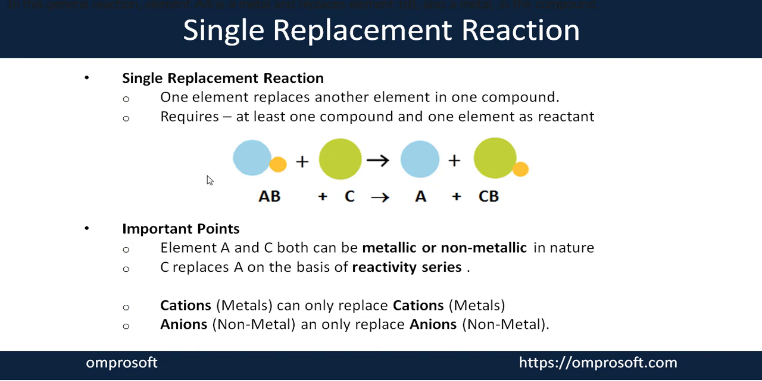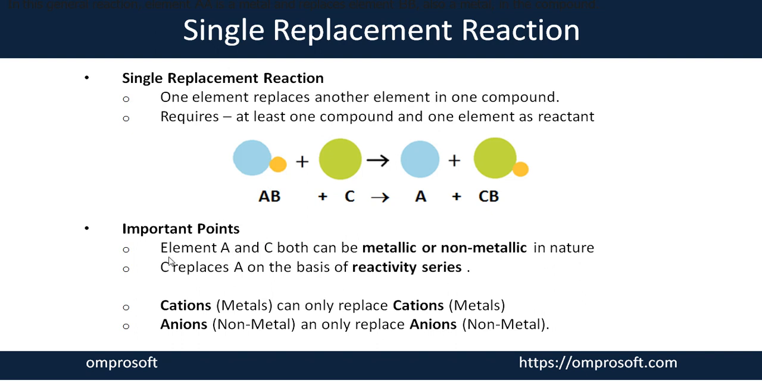Such a reaction is considered a single replacement reaction, where one element is able to replace another element present in a compound. So whenever a single replacement reaction happens, you need at least one compound and one element, in which the element replaces the other element and forms a new compound, and the element which is replaced is left over. For example, here C replaces A and A is left over as an element.